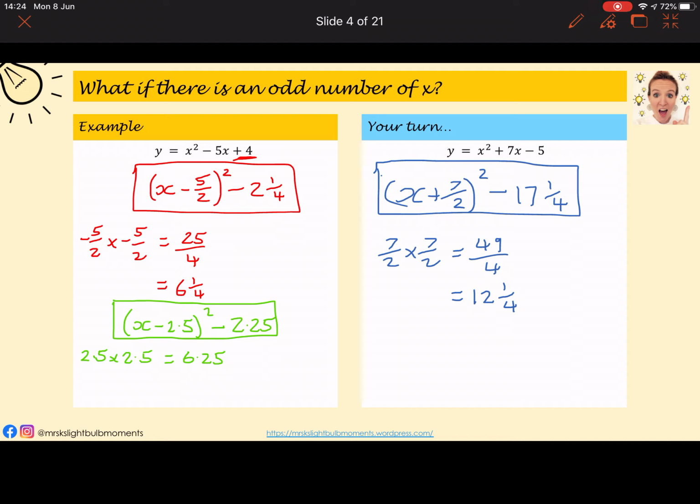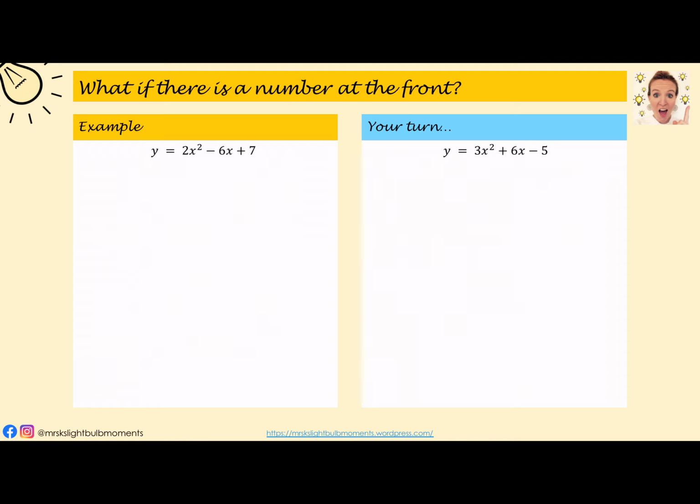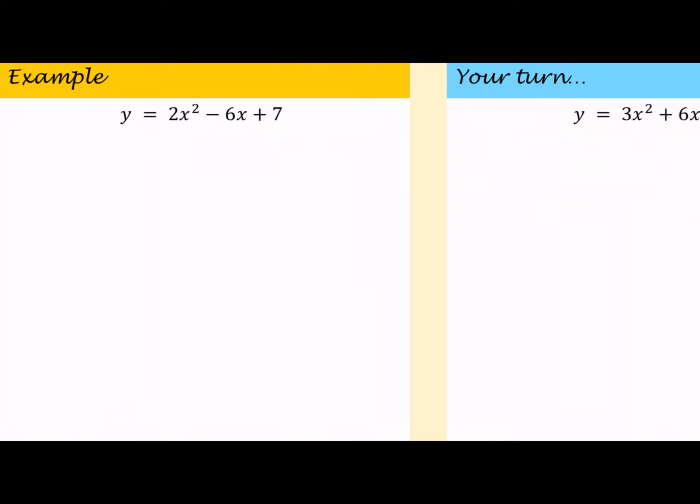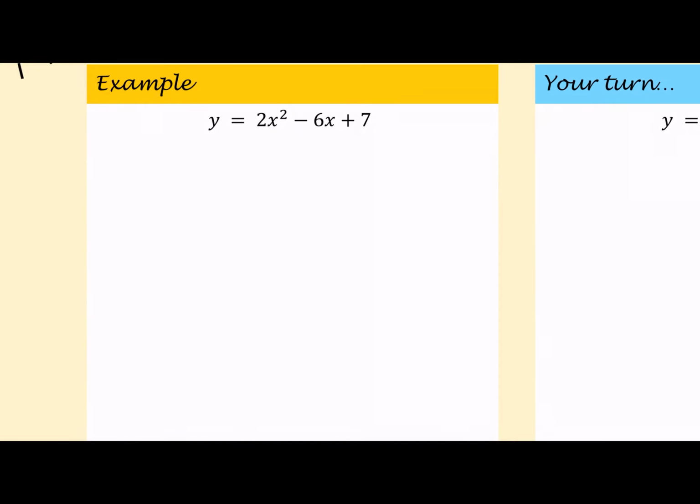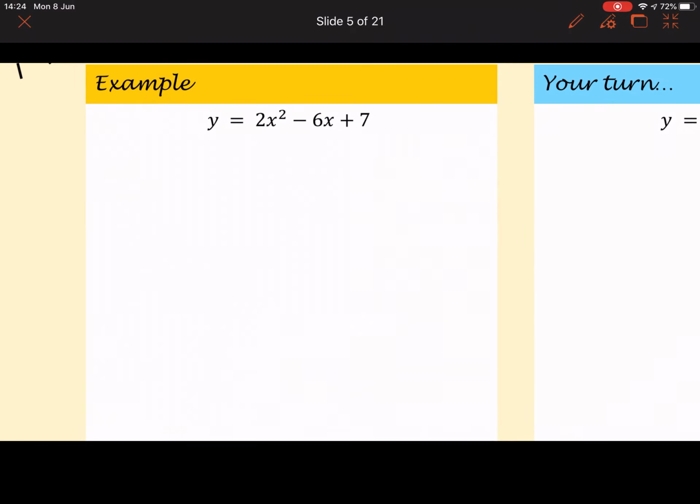The next question I always get asked is, what if there is a number at the front? So just have a look at these two examples here. We've got y equals 2x squared minus 6x plus 7, and y equals 3x squared plus 6x minus 5. So the tricky bit here is the number at the front. Now it's very similar to what we do before, we just have to do one more thing. We've got to get rid of this 2 to start with, then we can do our normal format.